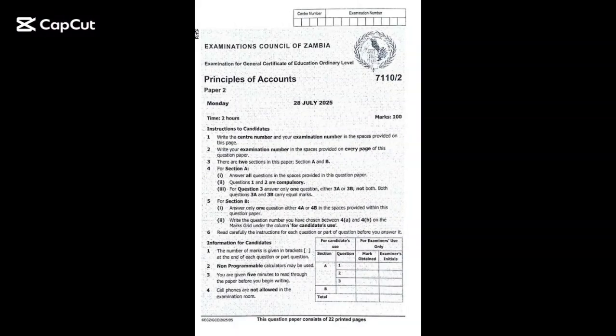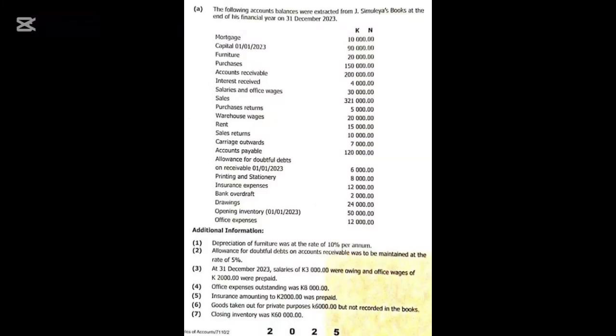Hello learners, today we'll be looking at 2025 paper 2 GCE accounts for final accounts.